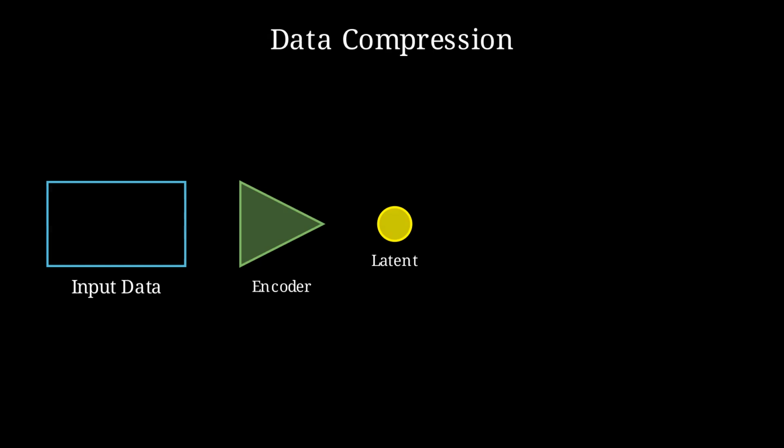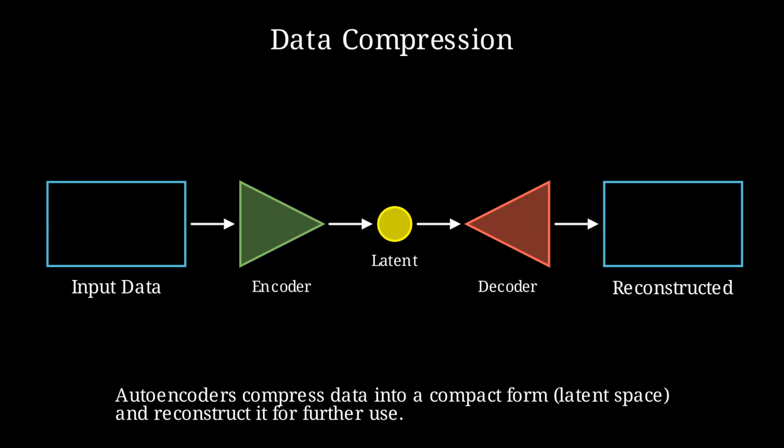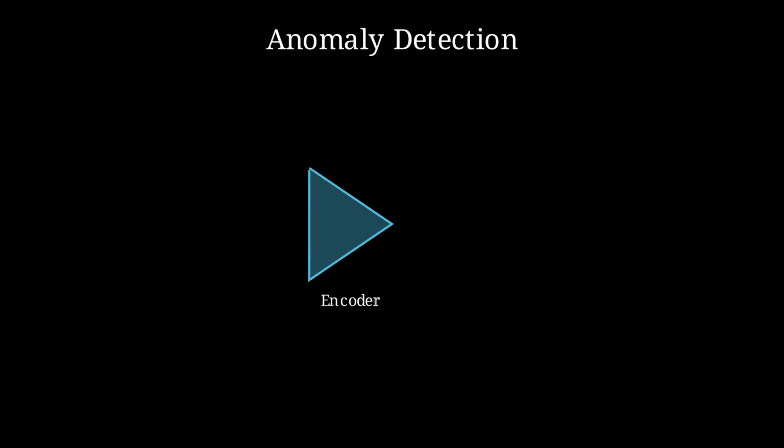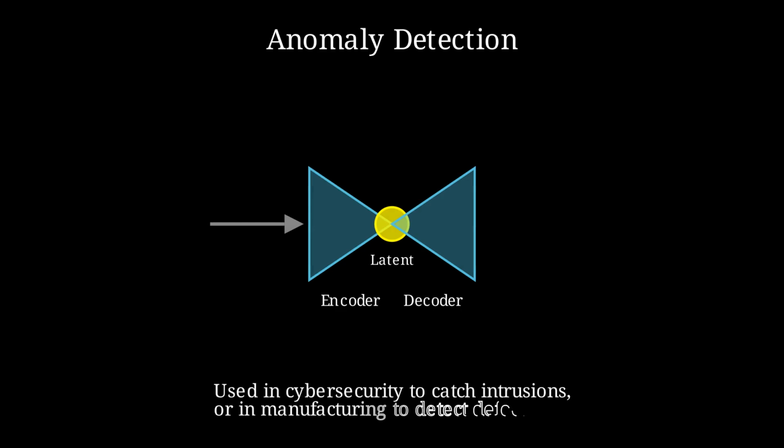There are lots of use cases of autoencoders. Autoencoders can compress data into a lower dimensional latent space and then reconstruct it. This makes them useful for tasks like storing huge-sized data and reconstructing it back for processing. By learning the normal patterns of a dataset, autoencoders can detect outliers or anomalies. For instance, in cybersecurity, they can identify unusual network traffic, or in manufacturing, they can flag defective products based on deviations from normal sensor data.